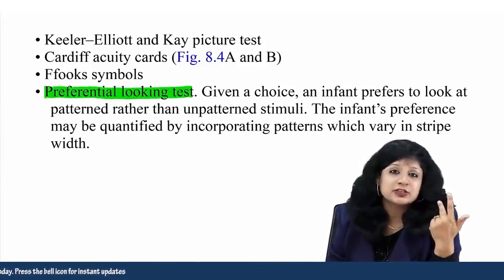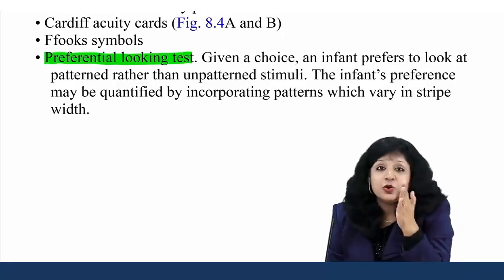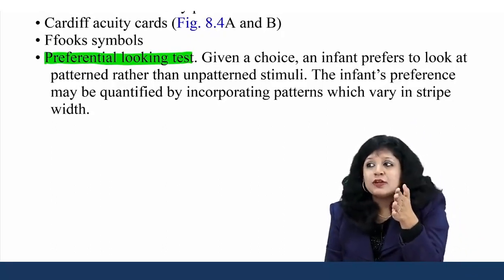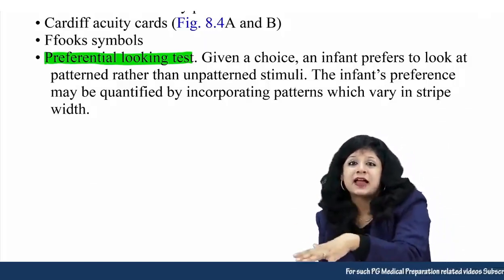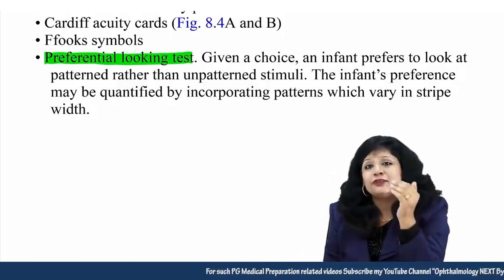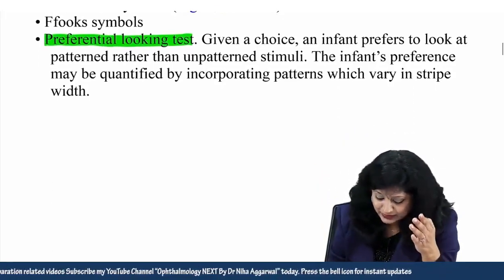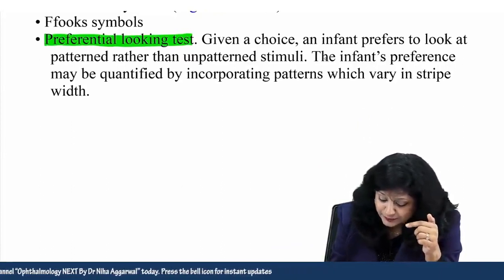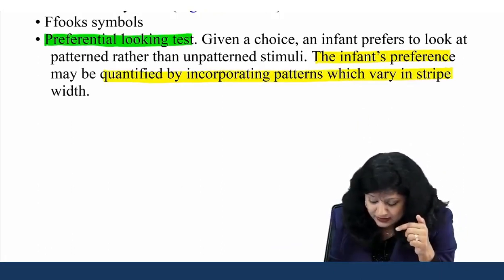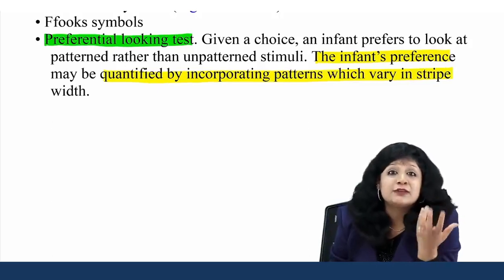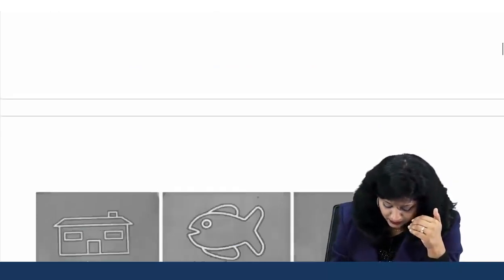Now let's talk about this preferential looking test. Given a choice, an infant prefers to look at a pattern. Now if you are giving a choice to an infant, one is plain, okay, and one is some pattern. So usually the infant will prefer looking at that pattern rather than the unpatterned stimuli. So this infant's preference may be quantified by incorporating the pattern. So you have to actually quantify how much he is preferring that pattern stimulus, okay, right.